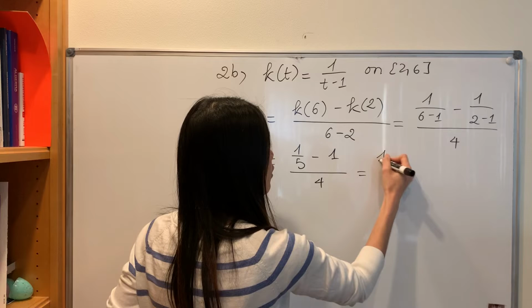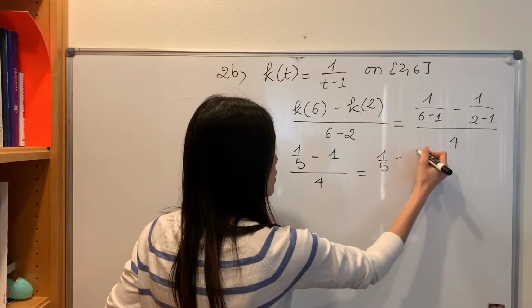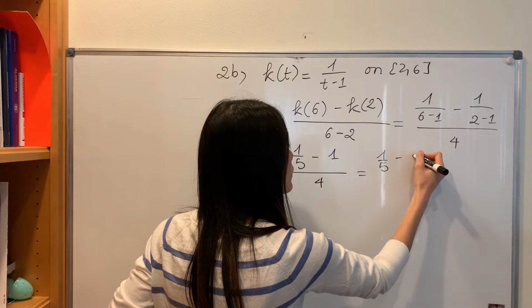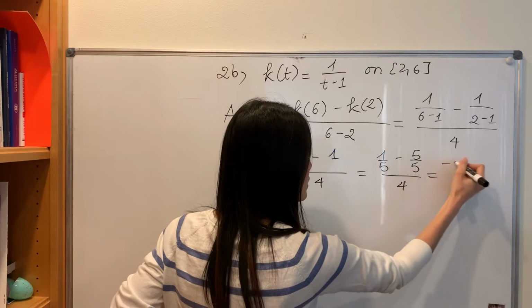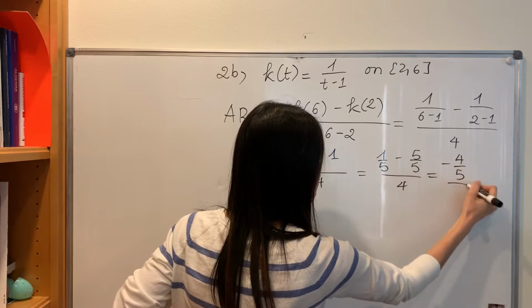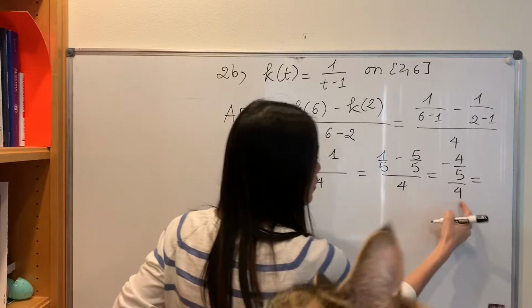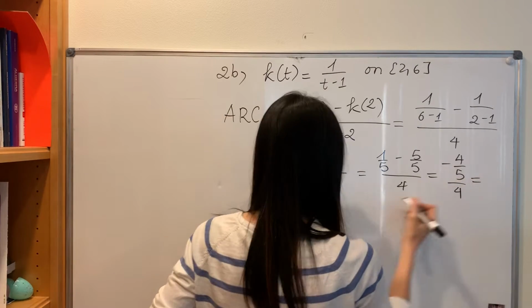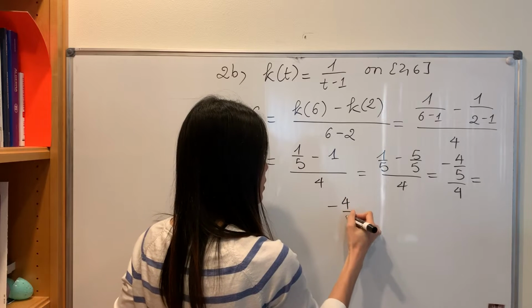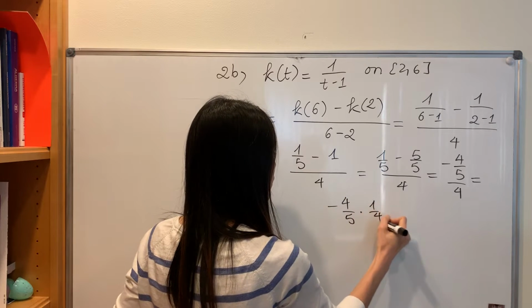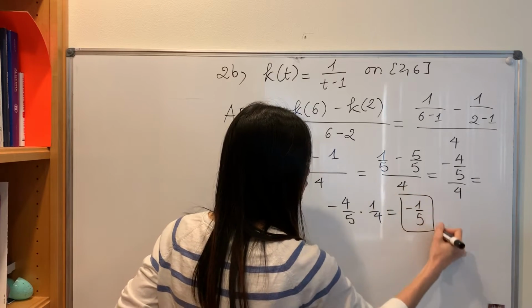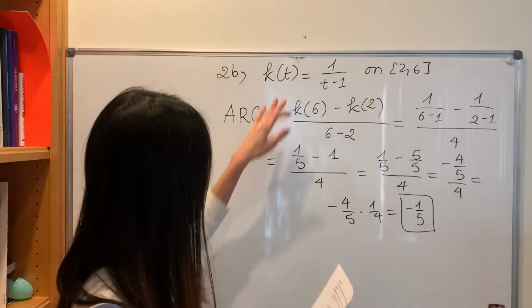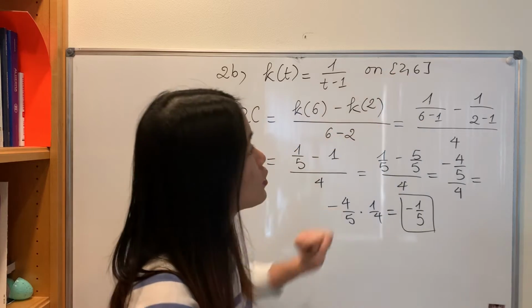So for this one I have 1/5 subtract 5/5 over 4. That becomes negative 4/5 divided by 4. Flip over the denominator, so I have negative 4/5 times 1/4, which equals negative 1/5. So this is the average rate of change of this function on the interval 2 to 6.